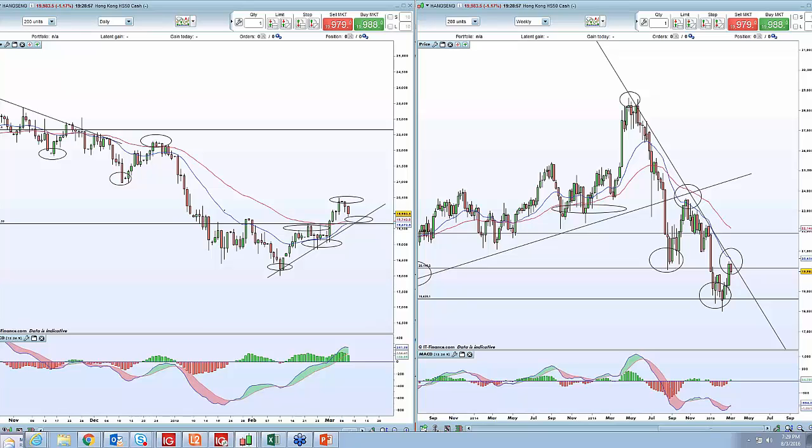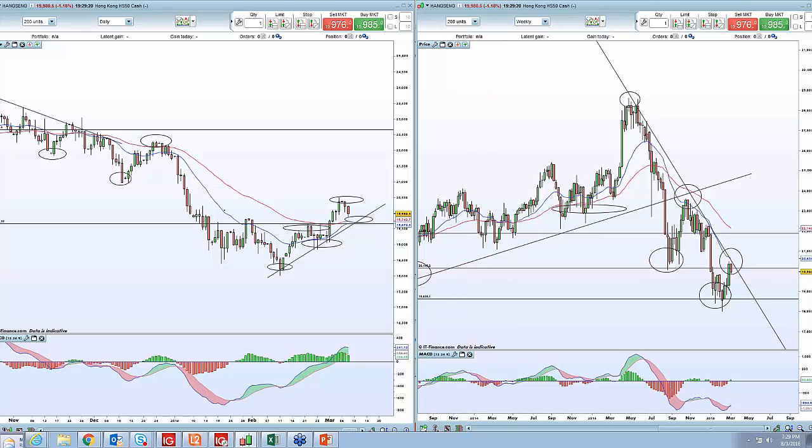So cutting loss is very, very important, so that you can live to fight another day rather than keep holding on to it and keep thinking about it. You need to trade with a free mind. You can't trade with baggage inside. Easier said than done, of course, but that's why trading is not easy, isn't it? Psychology is the name of the game. So, okay, that's Indices.